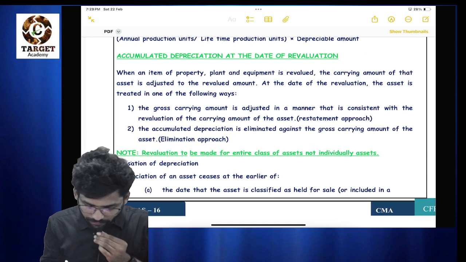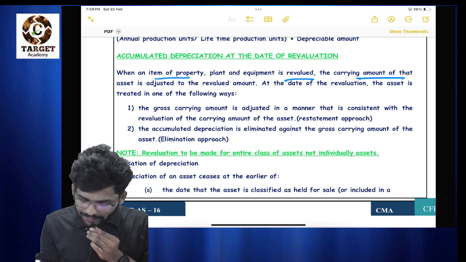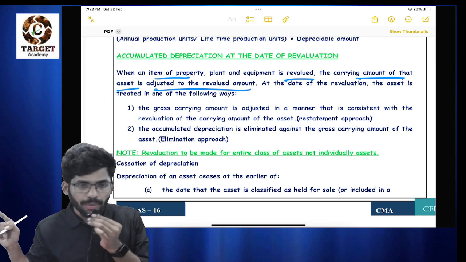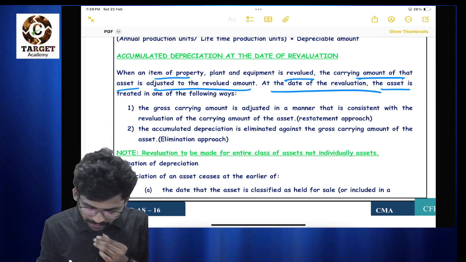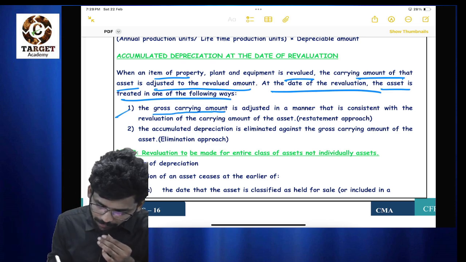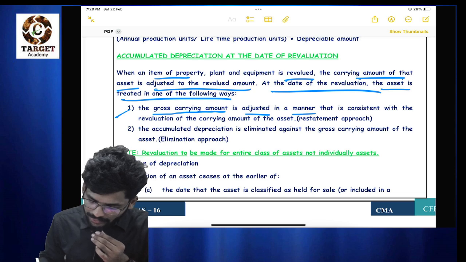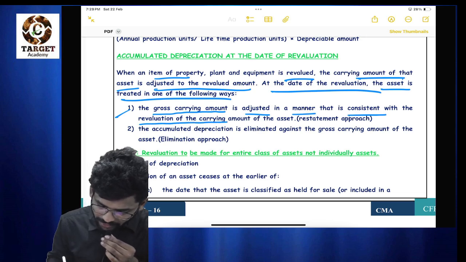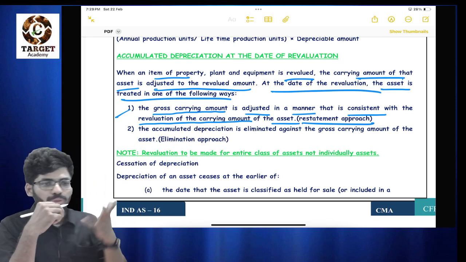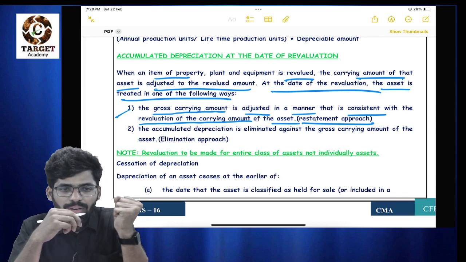So please, when an item of PPE is revalued, the carrying amount of that asset is adjusted to the revalued amount. Yes, we already know about it. At the date of revaluation, the asset is treated in one of the following ways. First one, the gross carrying amount is adjusted in a manner that is consistent with the revaluation of the carrying amount of the asset. That is called the restatement approach. What is this sentence? How to do?